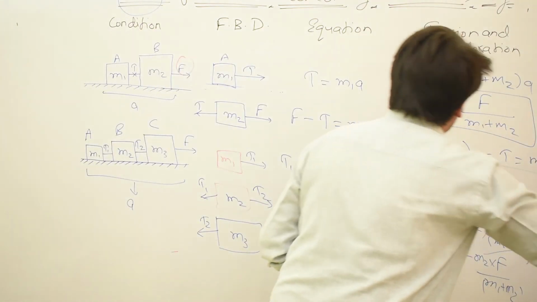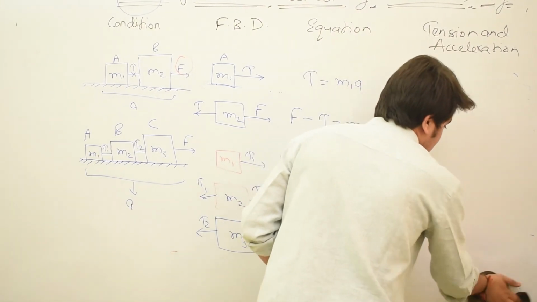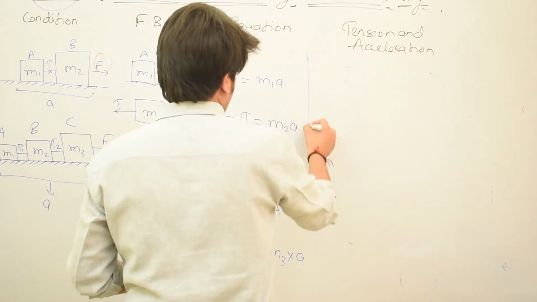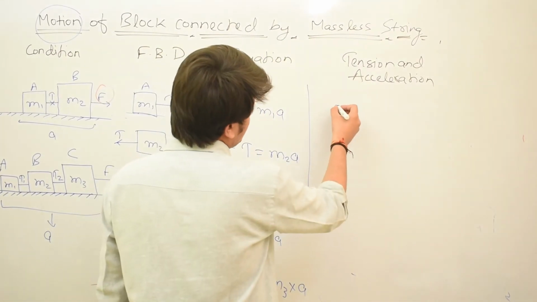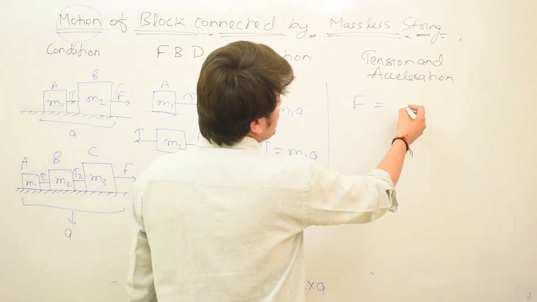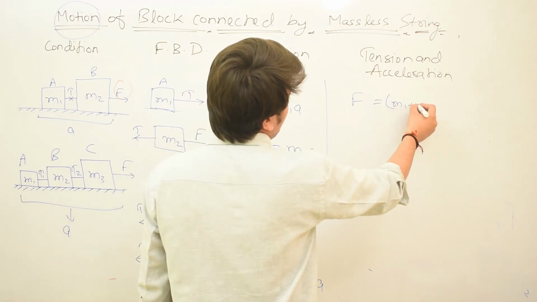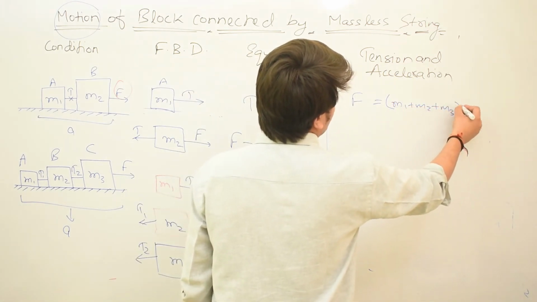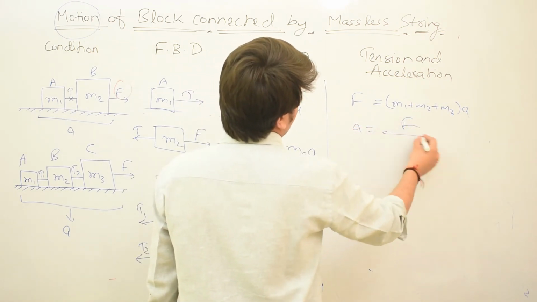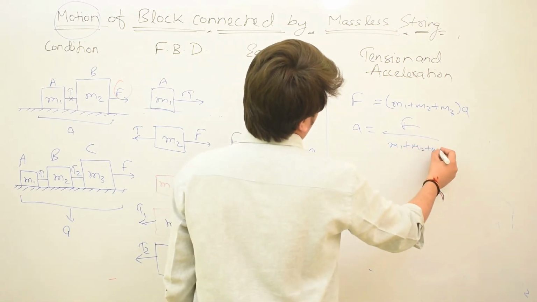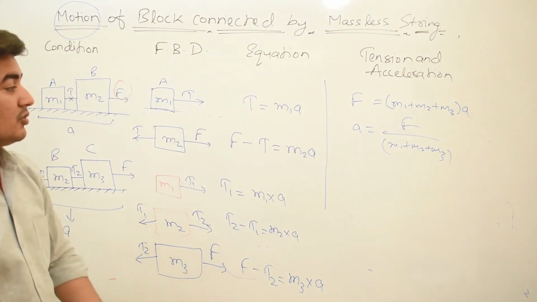Now let us discuss tension and acceleration in this particular case. Could you please tell me what will be the net value of acceleration? You will say that force is equal to total mass multiplied by acceleration. What is the total mass? m1 plus m2 plus m3, multiplied by acceleration. Exactly. So acceleration will be nothing but F divided by m1 plus m2 plus m3, isn't it? Acceleration is equal to force divided by m1 plus m2 plus m3.